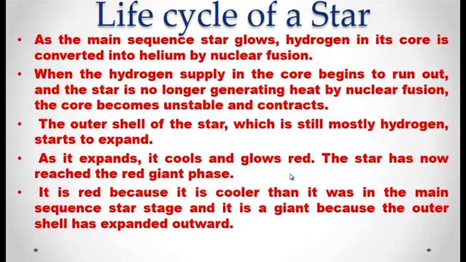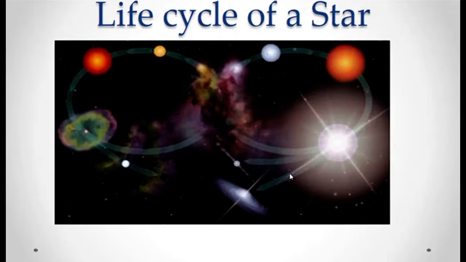After the main sequence, the inner part starts to contract and the outer part starts to expand. Since it expands, its temperature reduces, so the temperature of the star is lower than in the main sequence, and it starts to appear red. That's why it got the name red giant phase. And as the star expands, it becomes bigger and bigger, so it is called a giant because the outer shell has expanded outward. This diagram depicts the life cycle of a star.